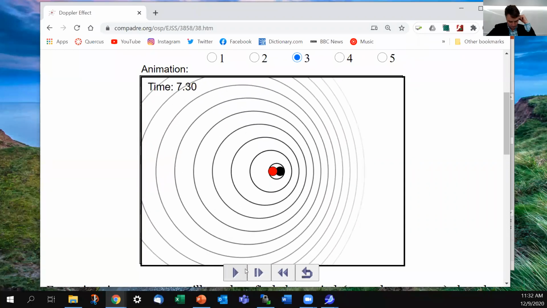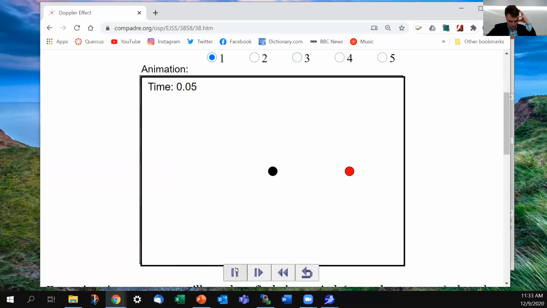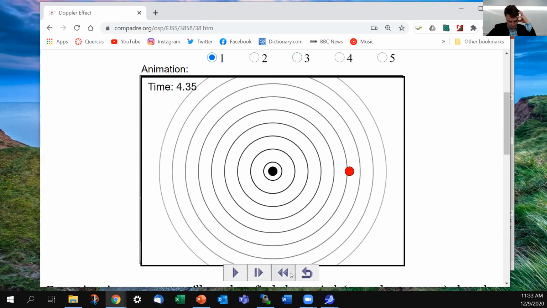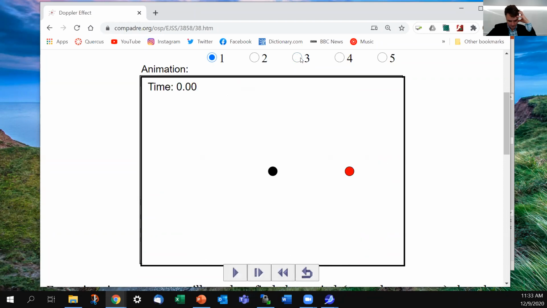The reason is that all of these circles are centered not on the black dot, but on where the black dot was when it emitted that circle. The circles are all traveling outwards at the speed of sound, but the position of the source keeps moving, so the center of each circle is further and further to the right. Back to 3 again.